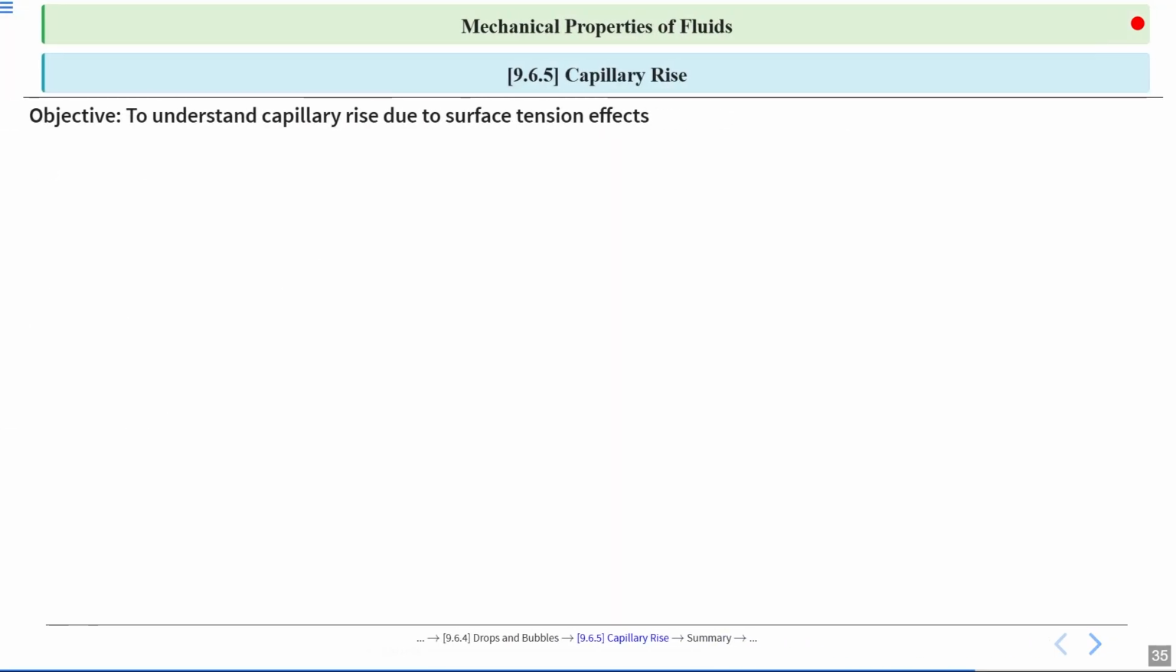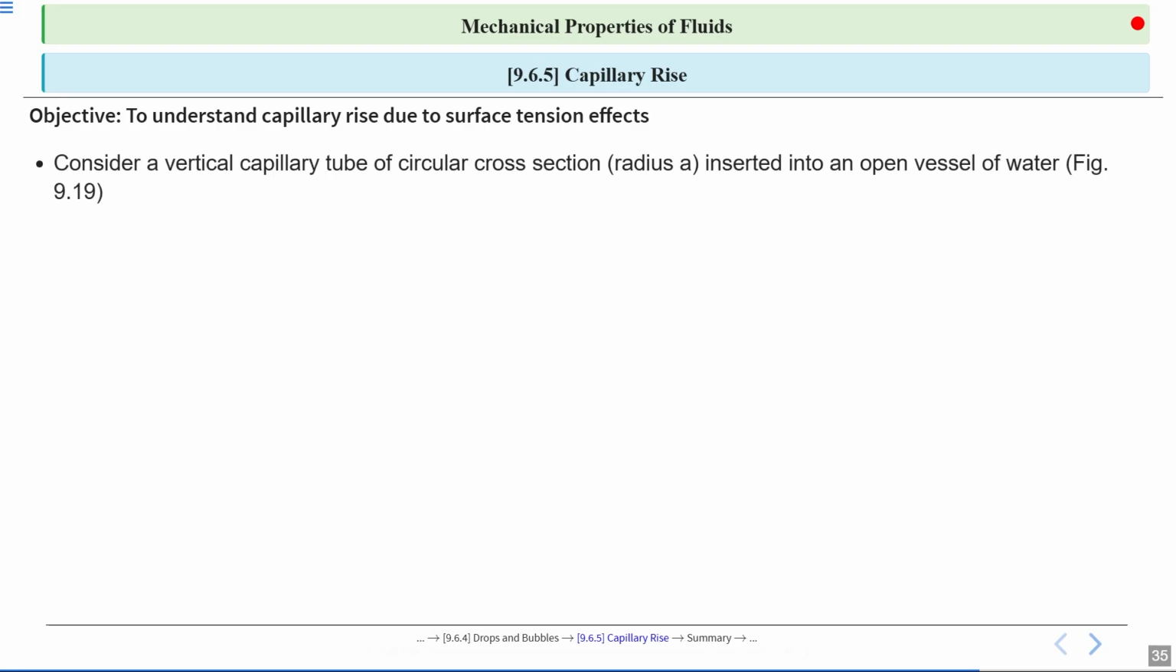9.6.5 Capillary rise. Alright, let's examine a vertical capillary tube with a circular cross section and radius a that we insert into an open vessel of water. This setup is important because the narrowness of the tube allows us to clearly observe the effects of surface tension.